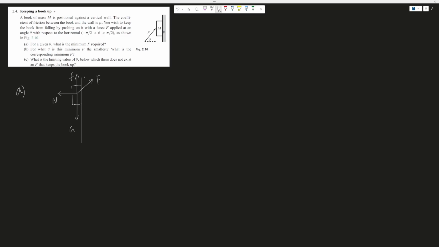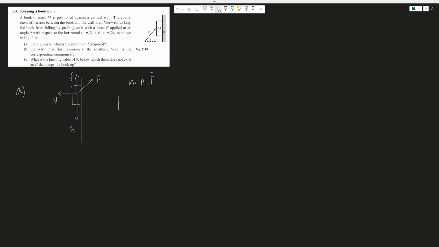And so friction points upward here because we want to achieve minimum F, which means we want small f, friction, to help us as well. But as F gets bigger and bigger, the small f might actually point downward. And that's actually the problem for a later problem, which is 2.23, which I'll also cover later. So now let's focus on this problem first.